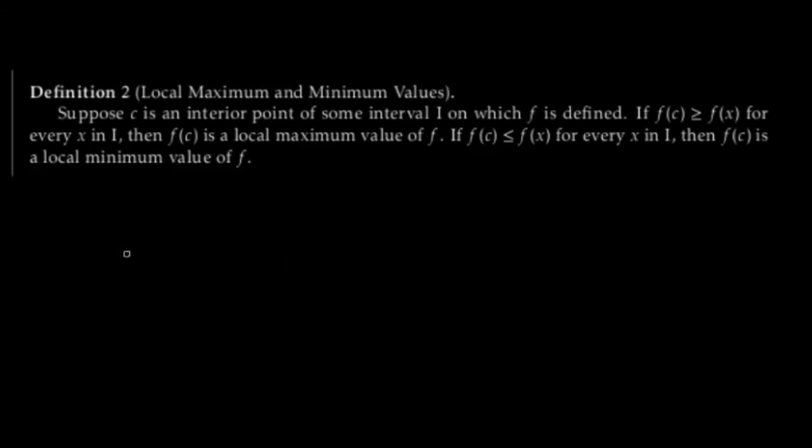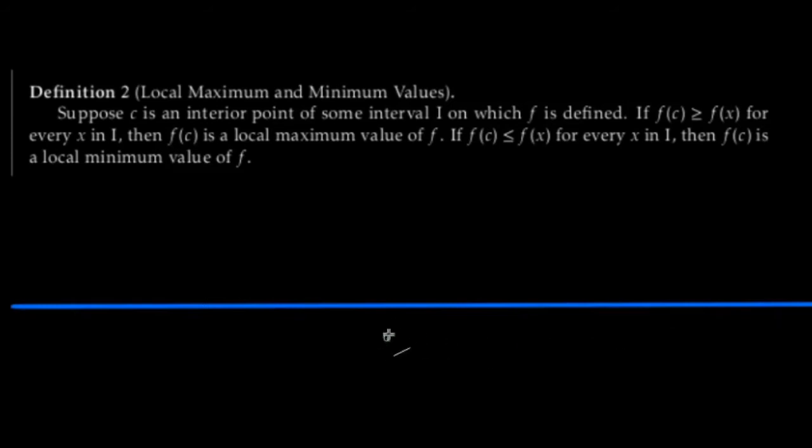Okay, so let's define a local maximum minimum value. So let's suppose that c is an interior point of some interval I on which f is defined. So let's take a quick second and think about interior points. What does this mean? Oh, let's get a better line than that. So if I grab a line right here, and here, let me get to a different color, make things a little bit easier. Let's say we're going from a point A, so let's make this a closed interval, over to a point B.